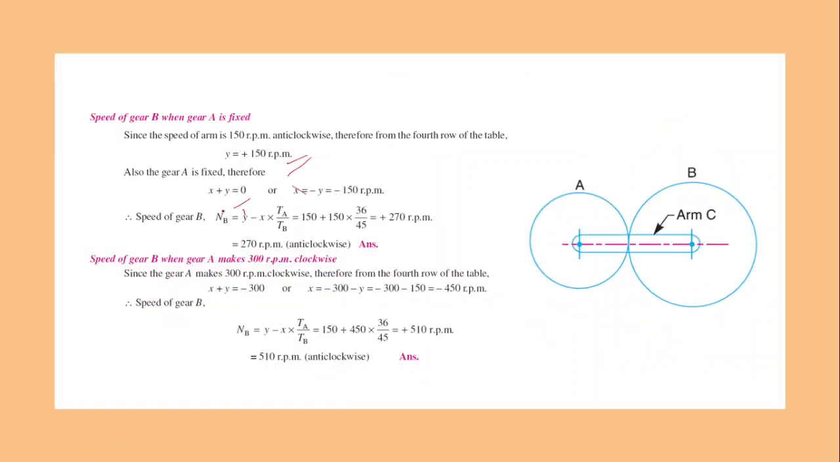Then in the given condition, X plus Y must be equal to 0, or X is equal to minus Y. Here Y is equal to 150 mm, then X must be equal to minus 150.